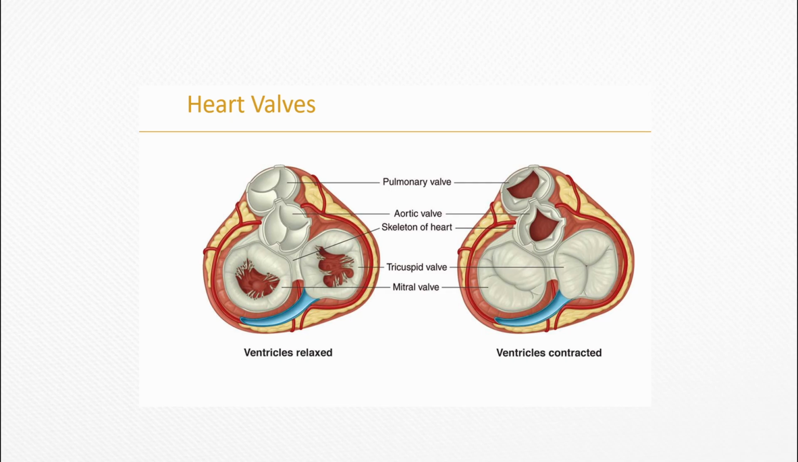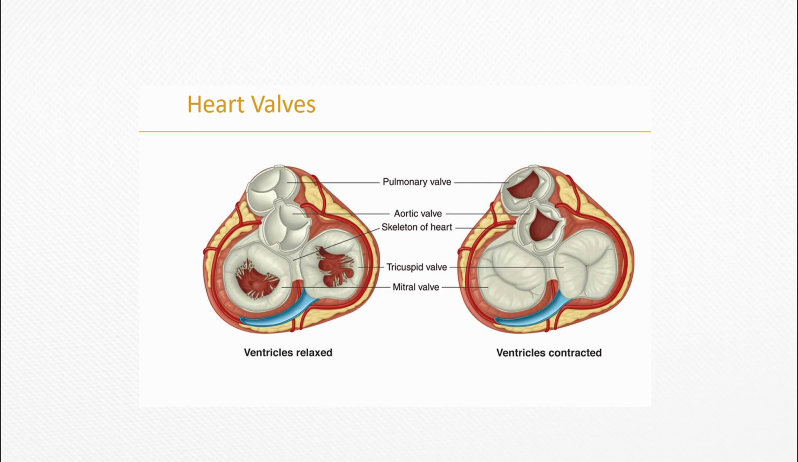So the right AV valve is also called the tricuspid valve because it has 3 leaflets. This prevents backflow from the right ventricle back to the right atrium. As I mentioned before, it regulates the blood flow so that it doesn't go backwards, it's flowing in one direction. The left AV valve, also called the bicuspid valve because it has 2 leaflets, or the mitral valve, prevents backflow from the left ventricle to the left atrium.